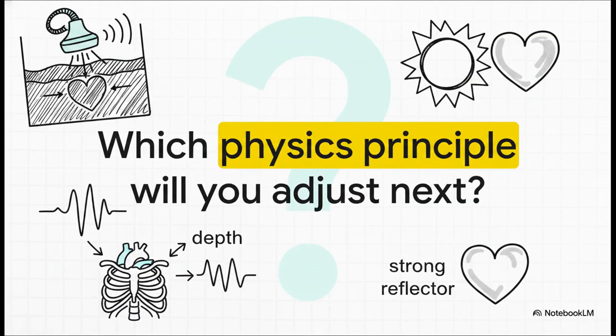I want to leave you with a bit of a diagnostic challenge. The next time you're at the bedside and you encounter a blurry, frustrating image, don't just push harder on the patient's chest. Stop and ask yourself, which physics principle can I adjust right now? Am I using the right frequency for this depth? Am I dealing with a strong reflector that's causing an artifact? Step into the hospital today, apply these principles, and truly master the machine.